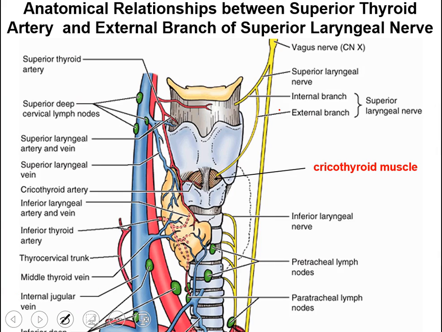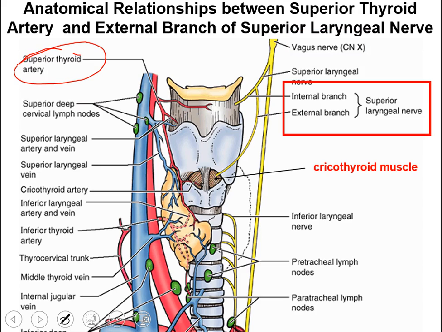Very important from a clinical point of view to remember that the superior thyroid artery is accompanied by the external branch of the superior laryngeal nerve. Let's together review this slide. The superior laryngeal nerve is a branch of the vagus nerve. As shown here, it has 2 branches, an internal branch and an external branch.